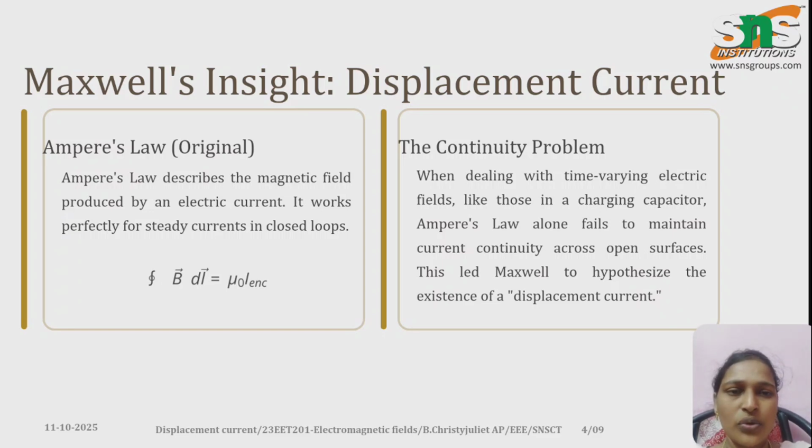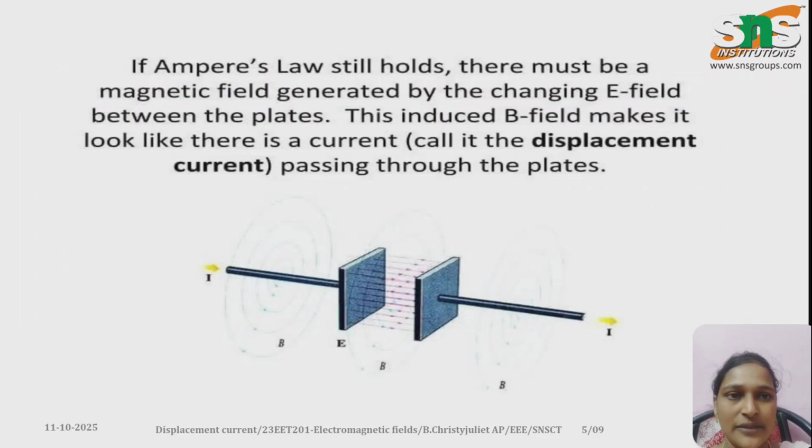As per the original Ampere's law, a current produces a magnetic field. It works perfectly for steady currents in a closed loop. That is mathematically expressed through integral B dot dl is equal to mu naught I enclosed. But when dealing with time-varying electric fields, like those in charging capacitors, Ampere's law alone fails to maintain current continuity across the open surface, because there is a small open gap in the capacitor, right? This led Maxwell to find the existence of displacement current.